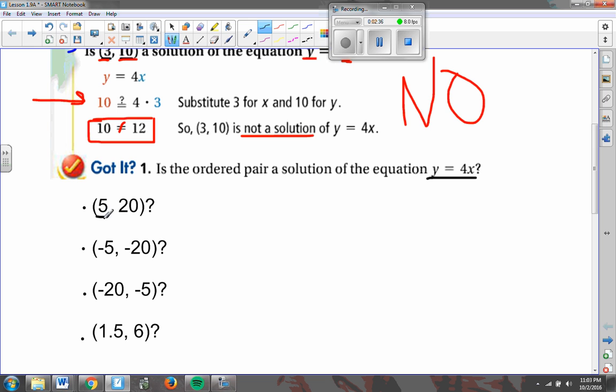Remember, x value comes first, so put this number in for x, in for x, in for x, in for x, and see which ones actually work and which ones really don't work. So give me a yes or a no. Are these 4 points solutions to the equation y equals 4x? Once you have 4 answers down there, 4 yeses or nos, come on back, I'll show you what we should get.